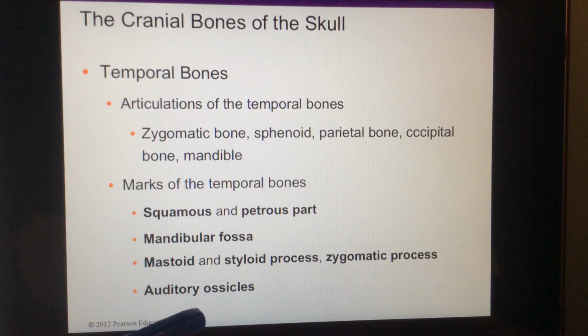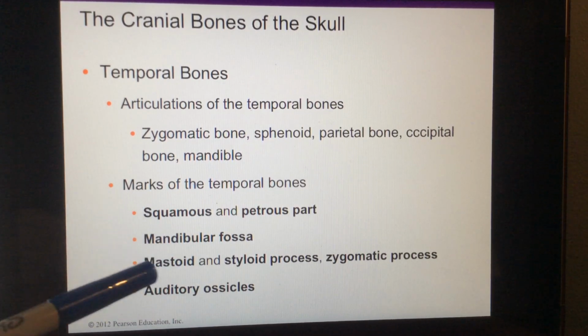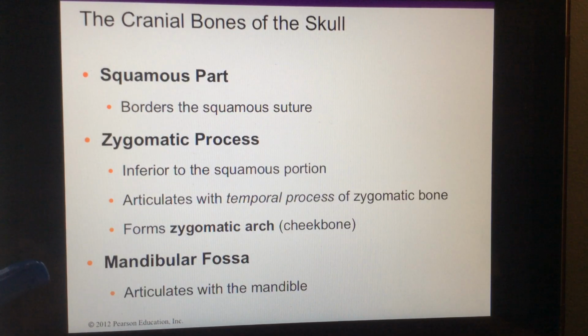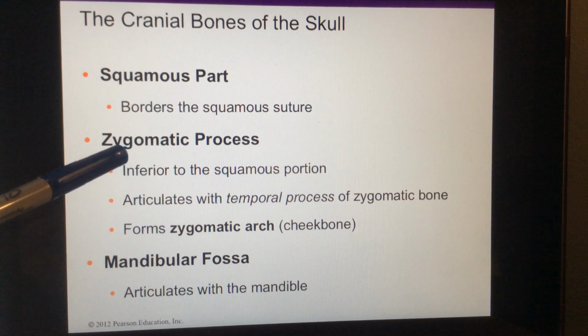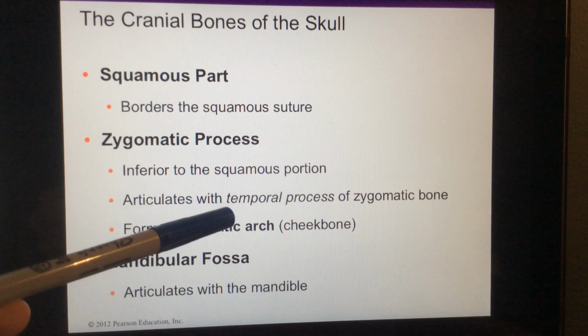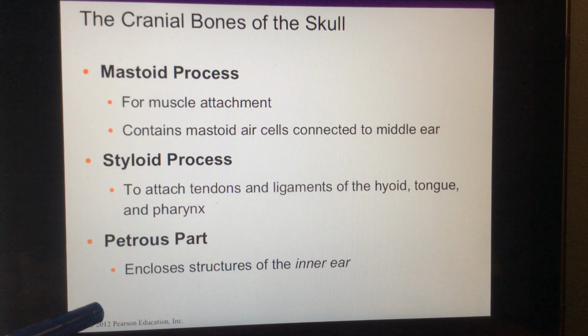Again, we have air cells, sinuses that connect to the tympanic membrane to help lighten the load. So again, squamous part, the zygomatic arch will be a portion of the zygomatic process to make the cheekbone that will articulate with the temporal process of the zygomatic bone. Two portions to make the cheekbone. And the mandibular fossa will articulate with the mandible.